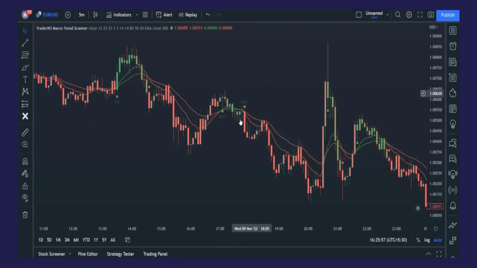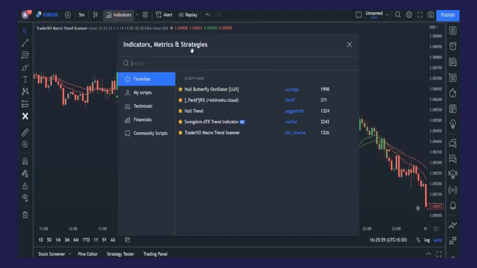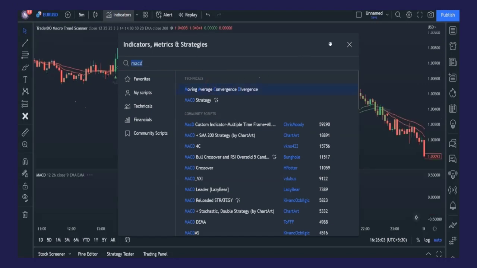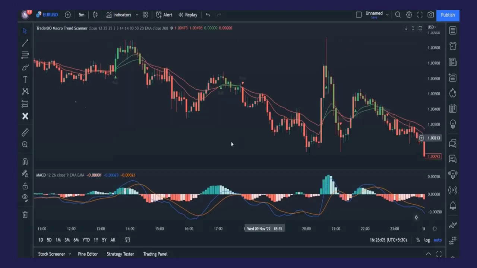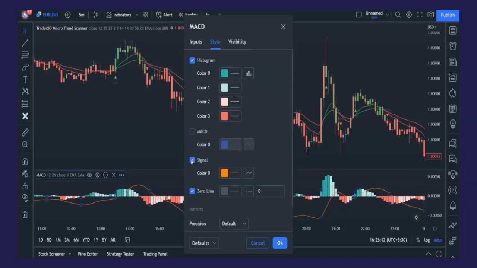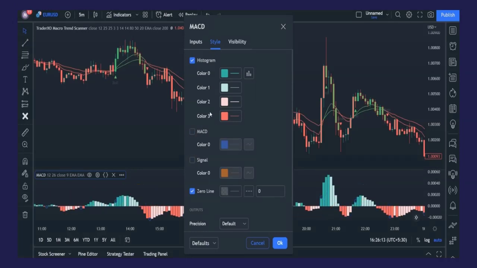We need to add another indicator to the chart. Open the indicator option, type MACD, and apply the Moving Average Convergence Divergence indicator to your chart. Now, this is how the indicator looks, and it contains histograms, a signal line, and a MACD line. Now we will change some settings of the indicator. First, in the Style tab, we disable the MACD and the signal options, because we do not need both of these in this strategy.